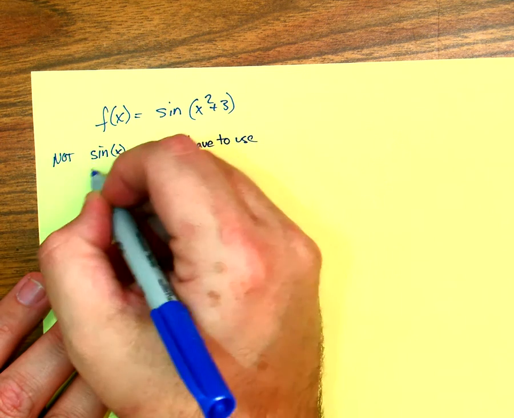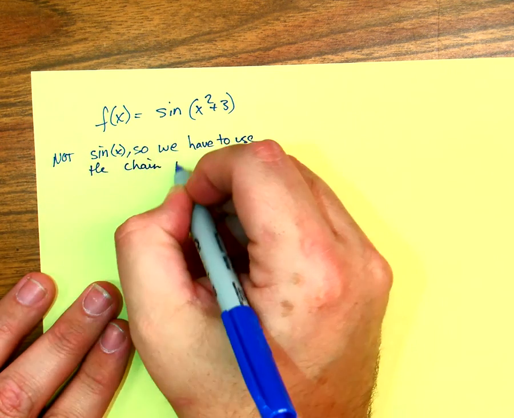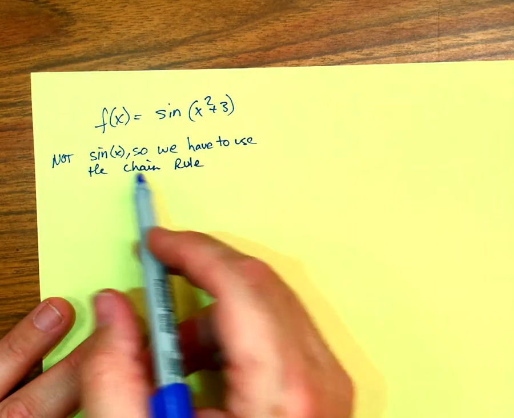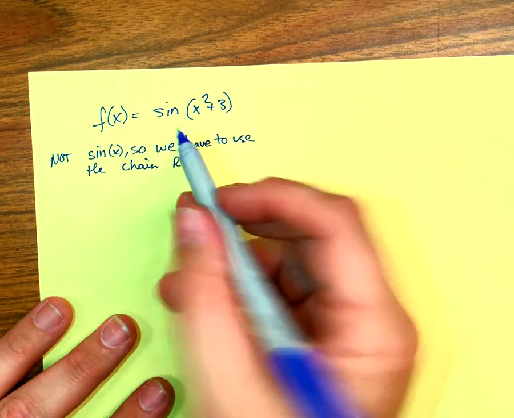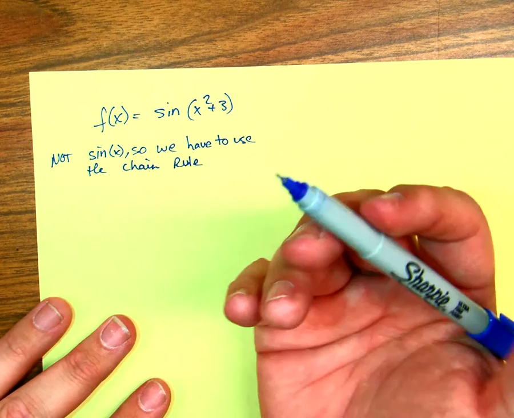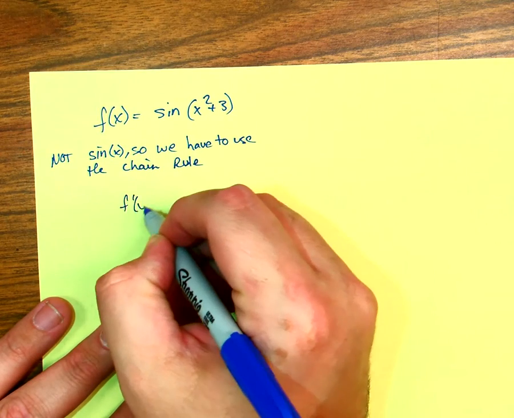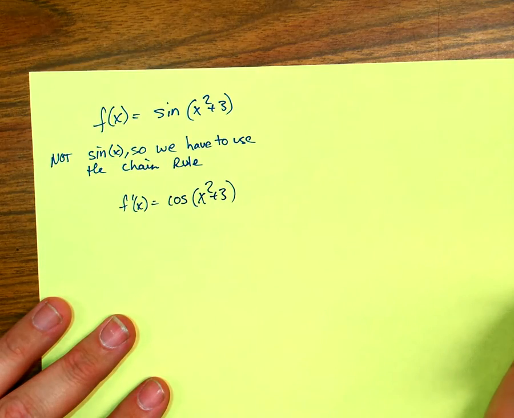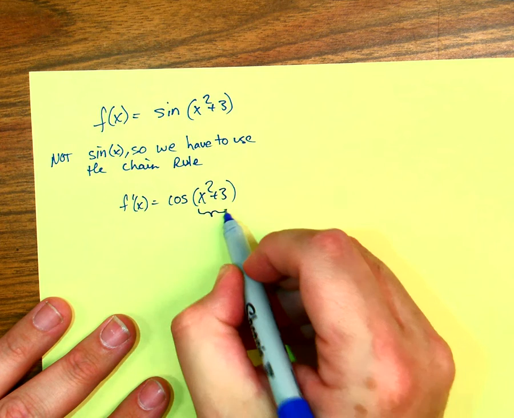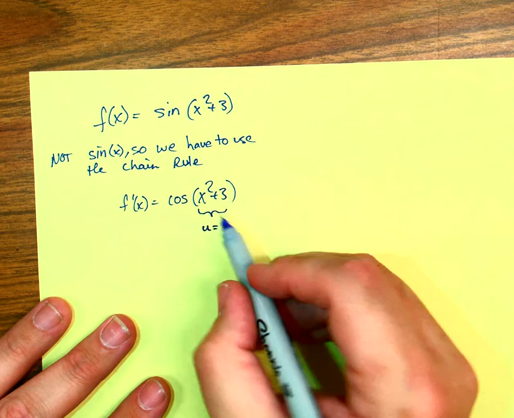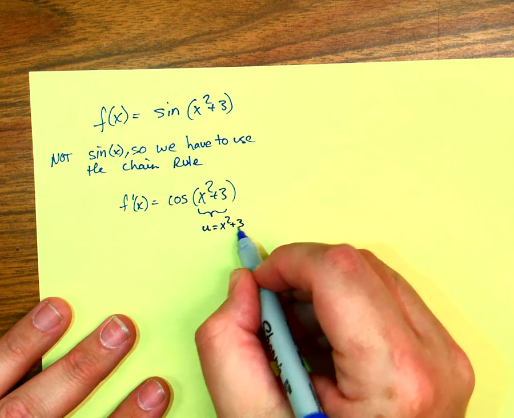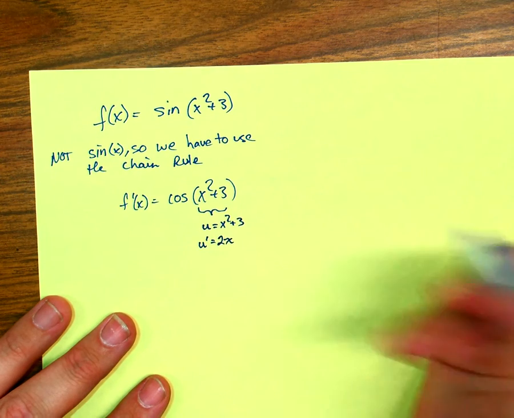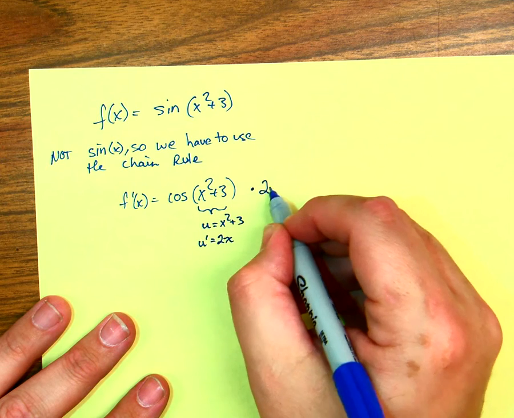So we have to use the chain rule. Which means I can take the derivative of the sine function. What's the derivative of the sine function? Okay, so f prime of x is going to be equal to the cosine of that x squared plus 3. Now, this is my u, the x squared plus 3. U prime is 2x. So I multiply by 2x, because it's that composite function.